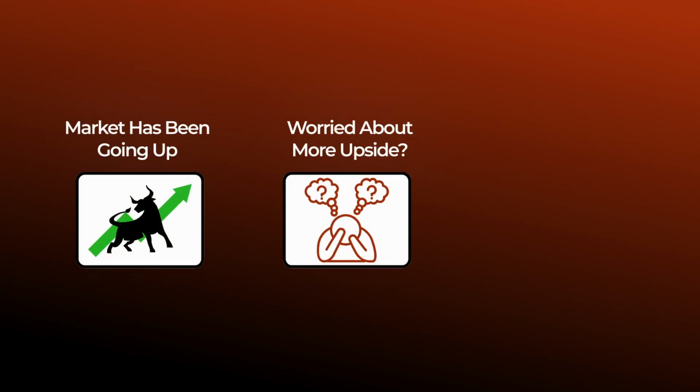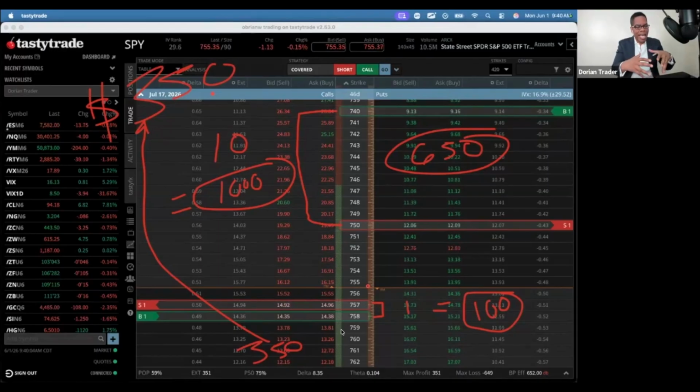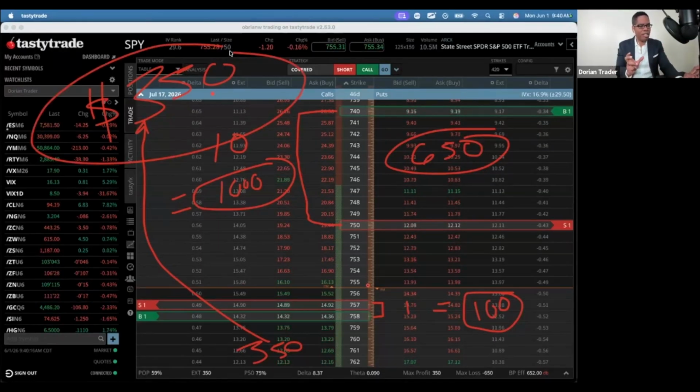But if the market has been up a lot and you're feeling a little neutral but scared that the market could continue to go up and pressure you, cause you to lose money on the call side, then a good strategy to combat that is a no upside risk iron condor. Because if it stays neutral, then you can make this entire 350 in this example. If it stays in between the short strikes, you can make the 350.